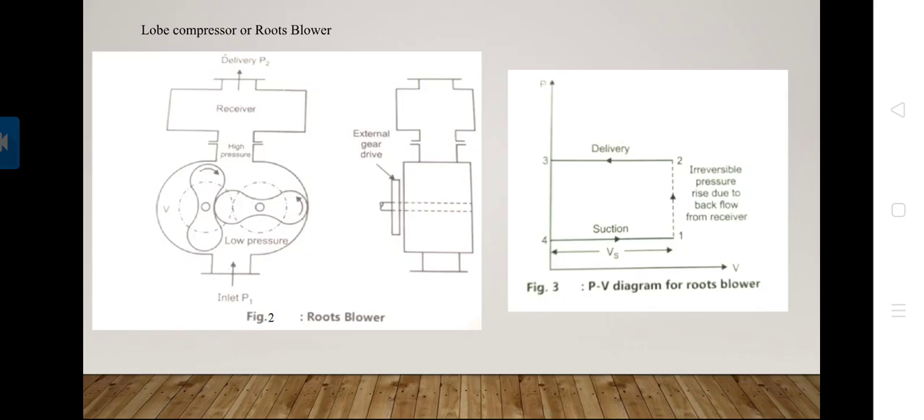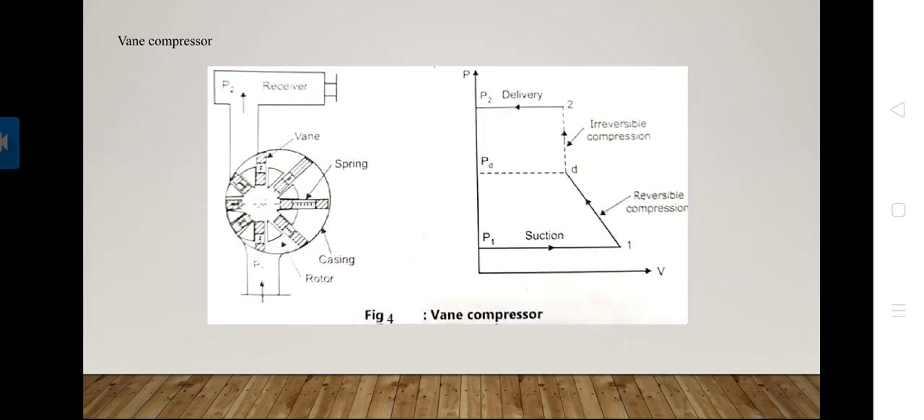Here in the PV diagram we see 4 to 1, that is suction, the swept volume Vs, and 1 to 2, that is irreversible pressure rise due to backflow from the reservoir, and 2 to 3, that is delivery. Now we see the roots blower has a pressure ratio of 1 to 2 and a capacity of around 8.5 meter cube per minute with a speed of 250 rpm.